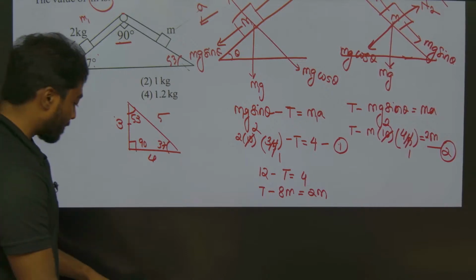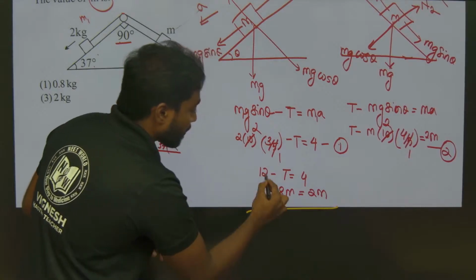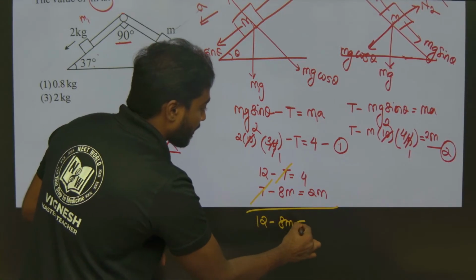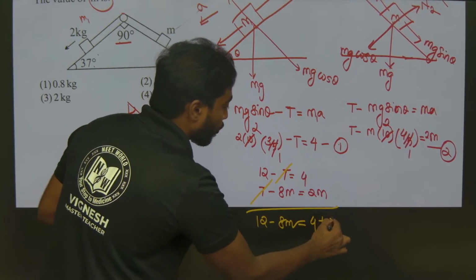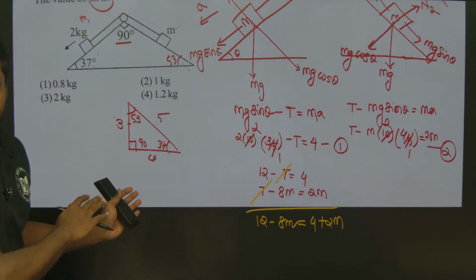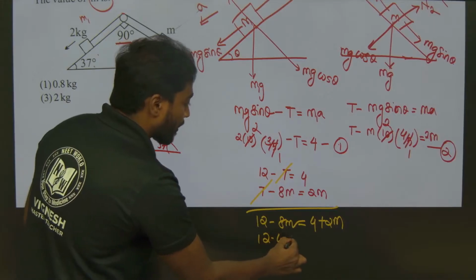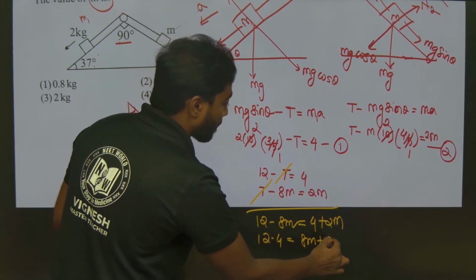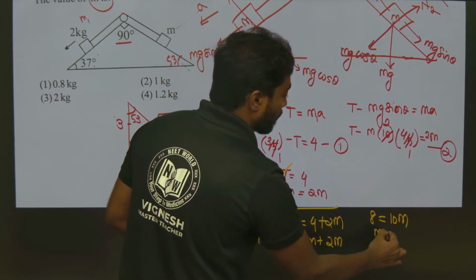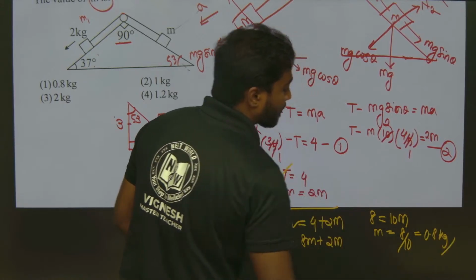Excuse me. When I add both of them, what happens? So T and T will get cancelled off. 12 minus 8m is equal to 4 plus 2m. Done. So take m on one side and the remaining terms on the other side. 12 minus 4 is equal to 8m plus 2m, which is nothing but 8 is equal to 10m. m will be equal to 8 by 10, which is nothing but 0.8 kg. This is the answer for this question, guys.